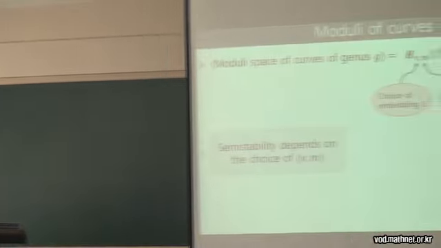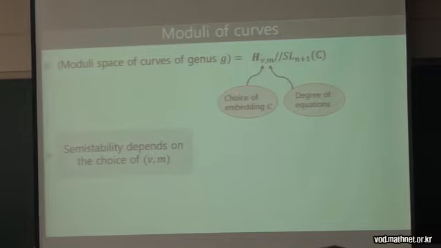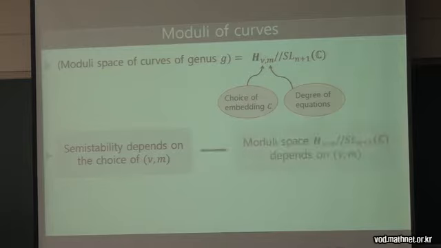And also the semi-stability. If you choose different nu and different m, you're going to get a different ring of regular functions, different invariant functions. So the semi-stability also depends on the choice of nu and m, so that the resulting moduli space depends on nu and m.